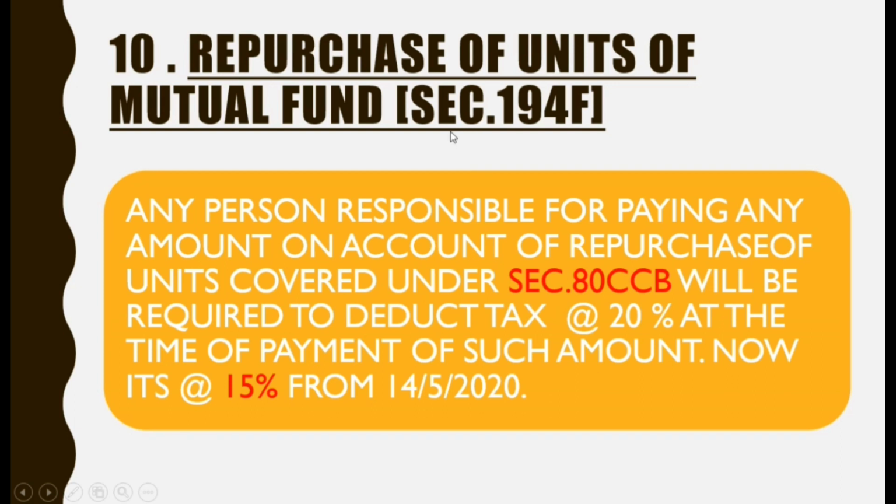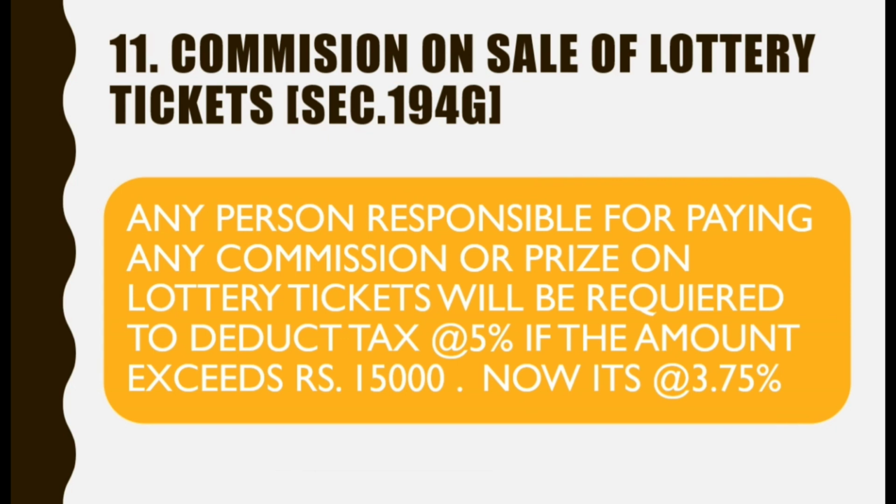Come to the next point, repurchase of units of mutual fund. It says that if any person is responsible for paying any amount on account of repurchase of units covered under section 80C, they will be required to deduct a tax of 15% from 14/5/2020. The old rate is 20%, now it is 15%, and it should be deducted at the time of payment of such amount. Then next one, commission on sale of lottery tickets. According to section 194G, any person responsible for paying a commission or prize on lottery tickets will deduct a tax of 3.75% if the amount exceeds rupees 15,000.